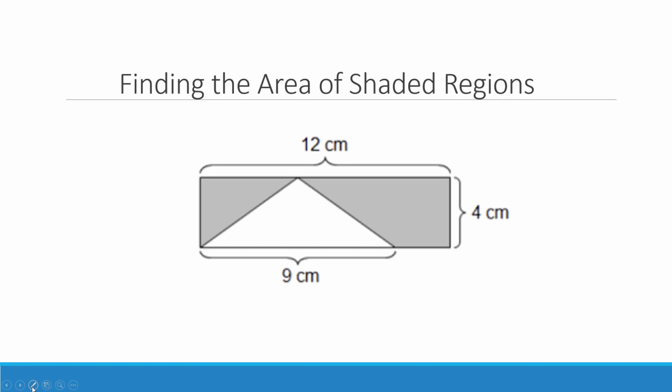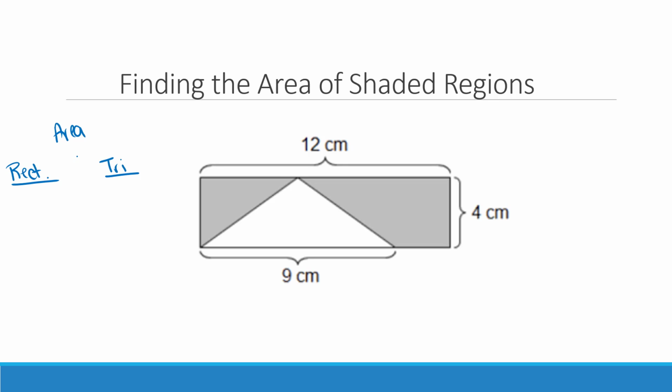Now there are quite a few problems that will ask you to find the area of a shaded region. If this is the case, typically what you're going to have is two shapes. One shape is not shaded, one shape is shaded. So my suggestion is to first write out what shapes you are given in this problem. You're given a rectangle and a triangle. You know you're going to have to find the area of each figure first.